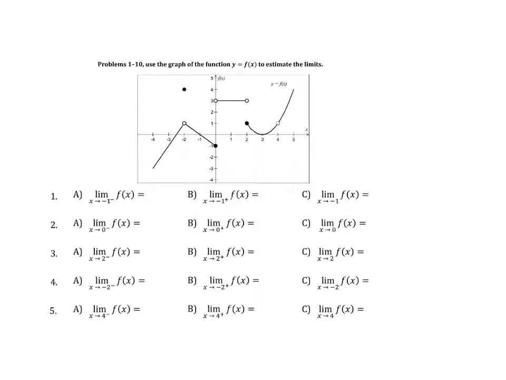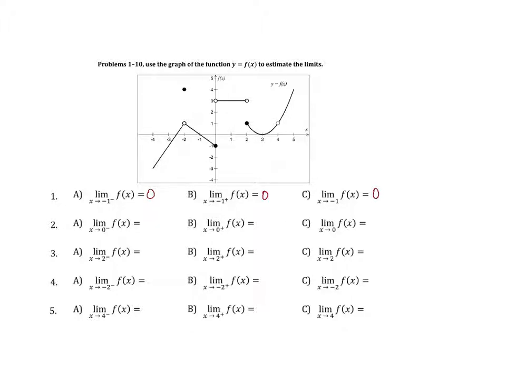Okay, so for our first problems here, we're looking at our graph telling what our limit should be. So in number 1a, the limit as x approaches negative 1 from the left looks like it's going to be 0. And then in part B, the limit as x approaches negative 1 from the right looks like it's going to be 0. And therefore, again, our limit value is 0.